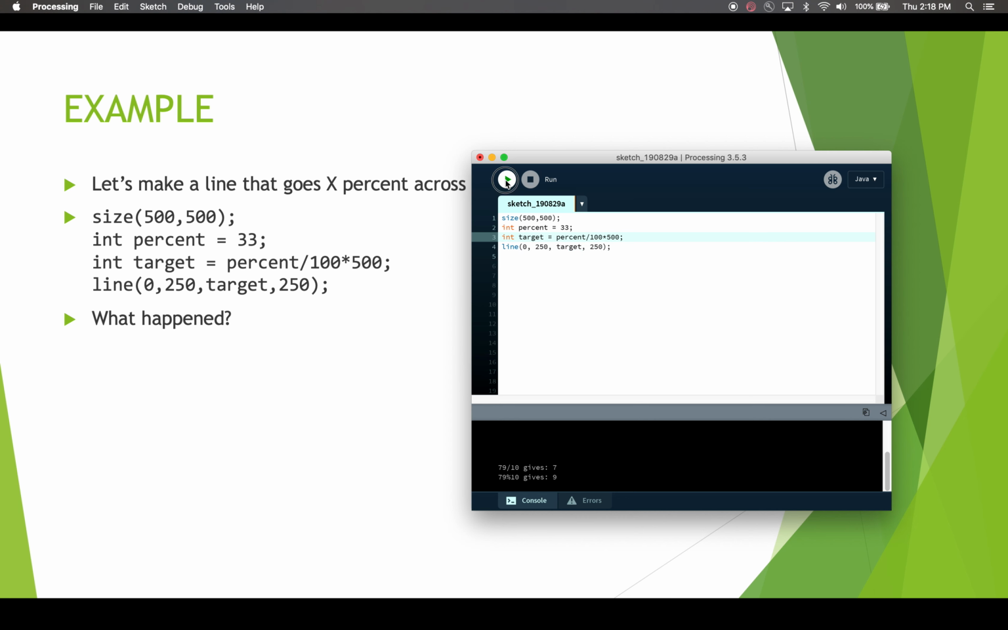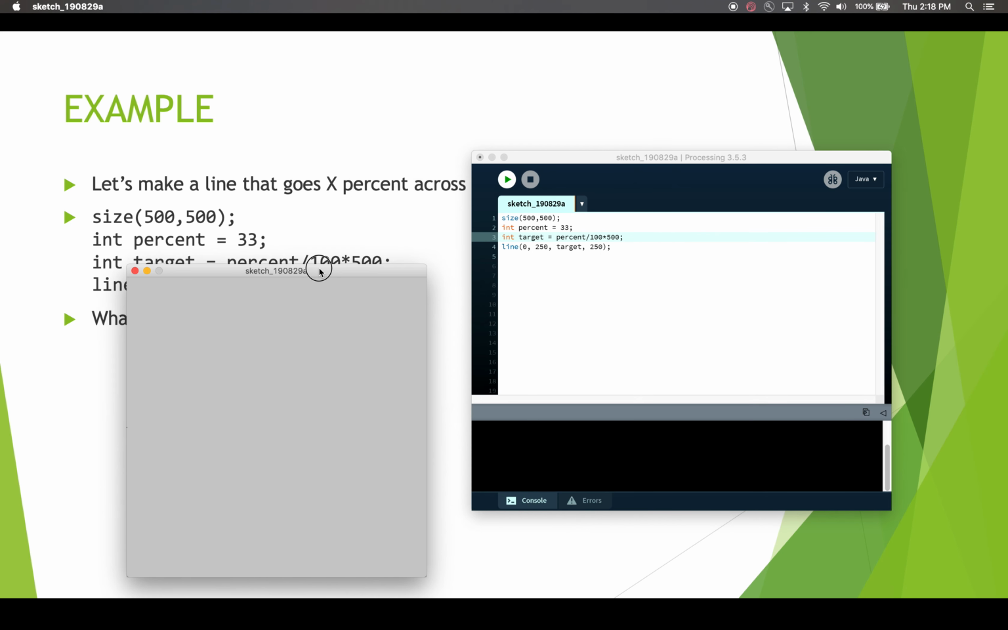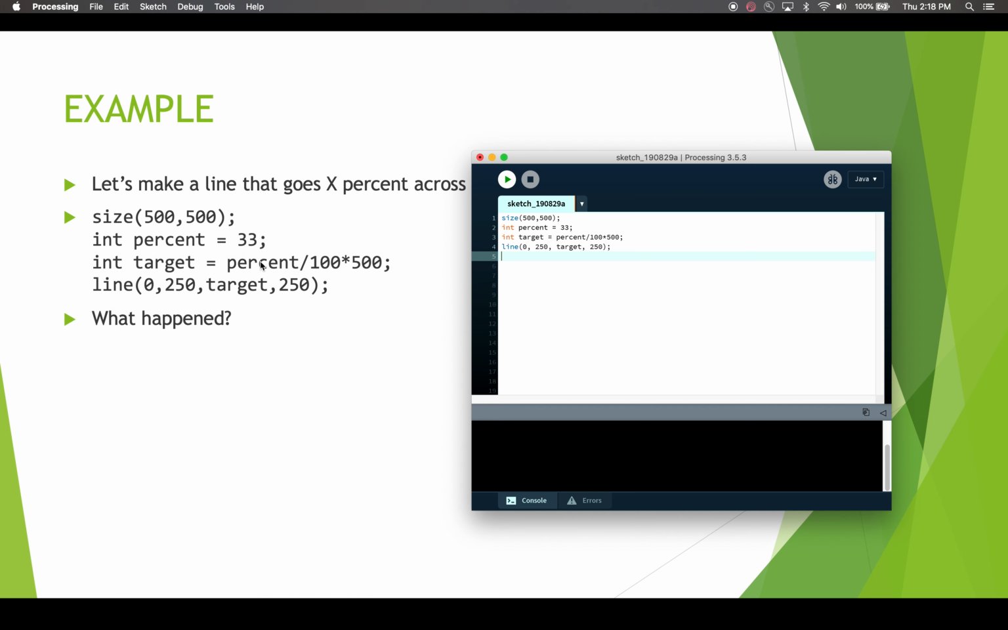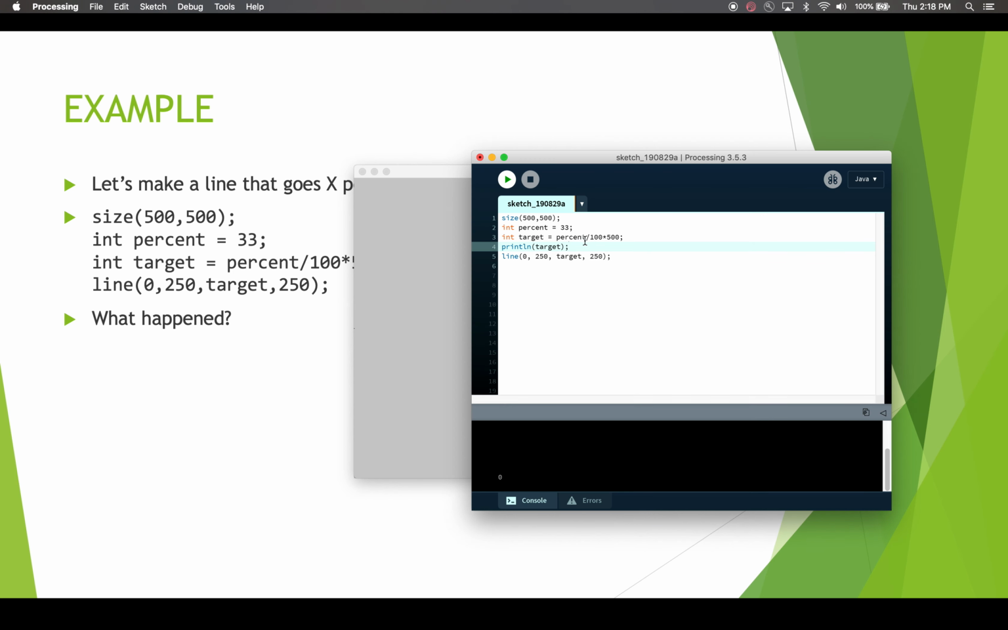But let's see what happens when we run this program. There's no line. Uh-oh, what's going on? This is where the division is tripping us up. In this program, 33 divided by 100 is 0. We can test this out by doing a println of target. If we run this, we'll see that target is 0. It's because we've done this division and it's doing integer whole number division, and 33 divided by 100 is 0, and 0 times 500 is 0. So we're drawing a line from 0 to 50 to 0 to 50. So that line isn't going anywhere. That's not good. So how do we fix this problem?